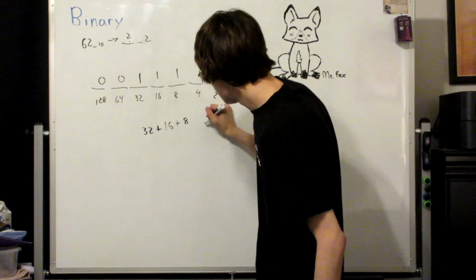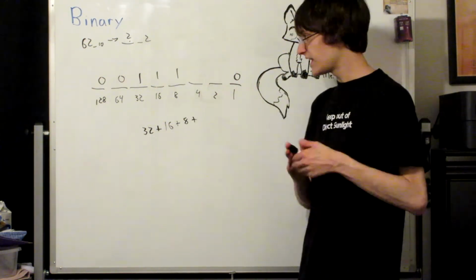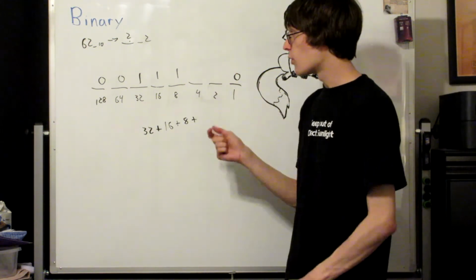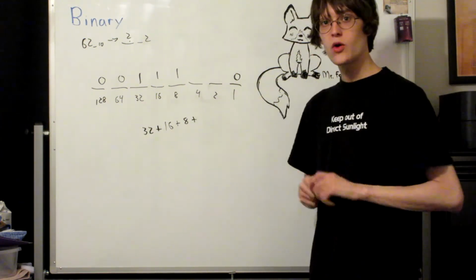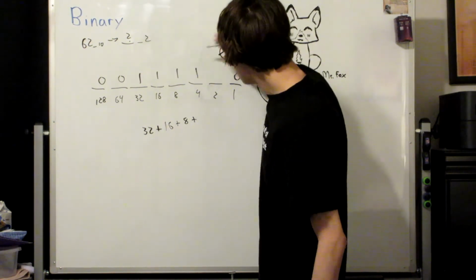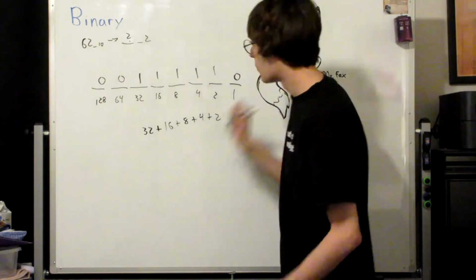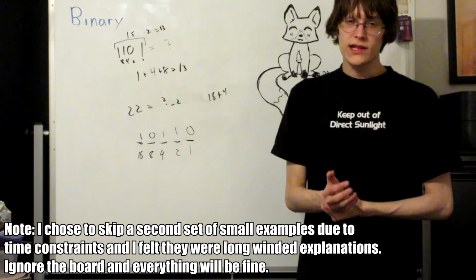So plus 8. Now we're up to what? 48 plus 8 is 56. 56 plus 4 is 60. So we do know we want that. And 60 plus 2 is 62. So we want that. In general, I think it's relatively easy.